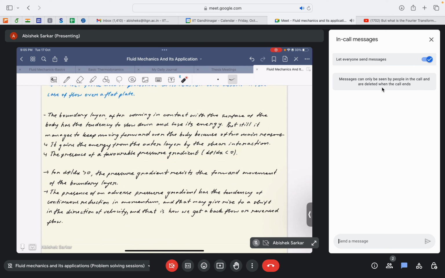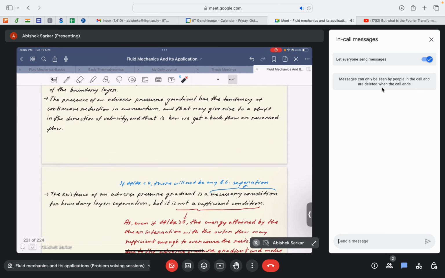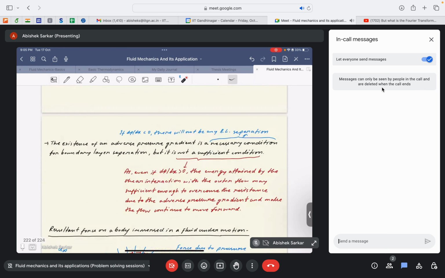For dP/dx greater than 0, the pressure gradient resists the forward movement of the boundary layer. The presence of an adverse pressure gradient continuously reduces the momentum, which may give rise to a shift in the direction of the velocity. That is how we get a back flow or reverse flow. I hope this is understandable, so I won't explain it thoroughly again. If dP/dx is less than 0, there will not be any boundary layer separation.